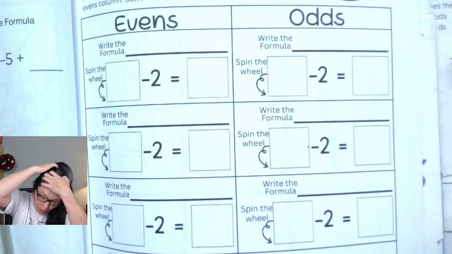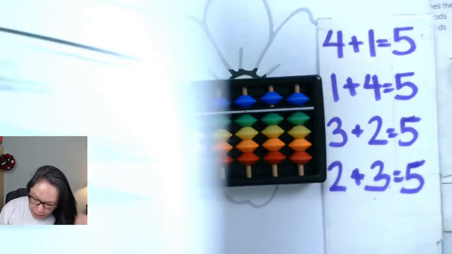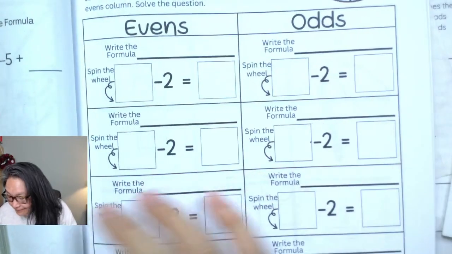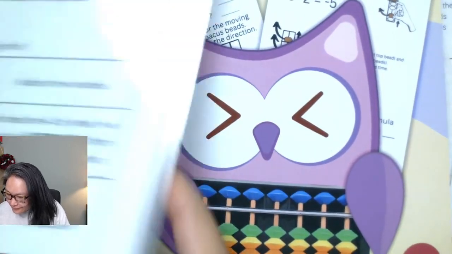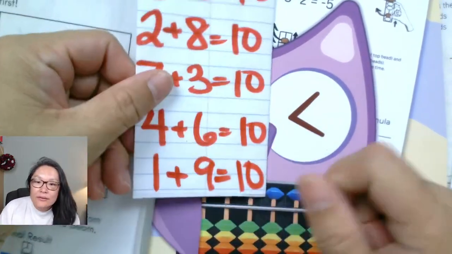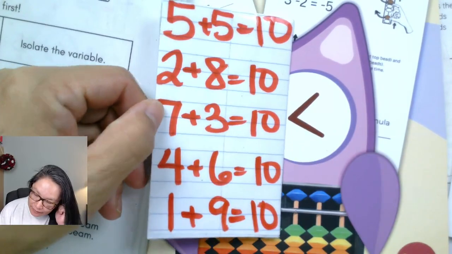So now we're going to go into, what are we going to do? We're going to do how to make a 10. How to make a 10. These are the partners of 10.